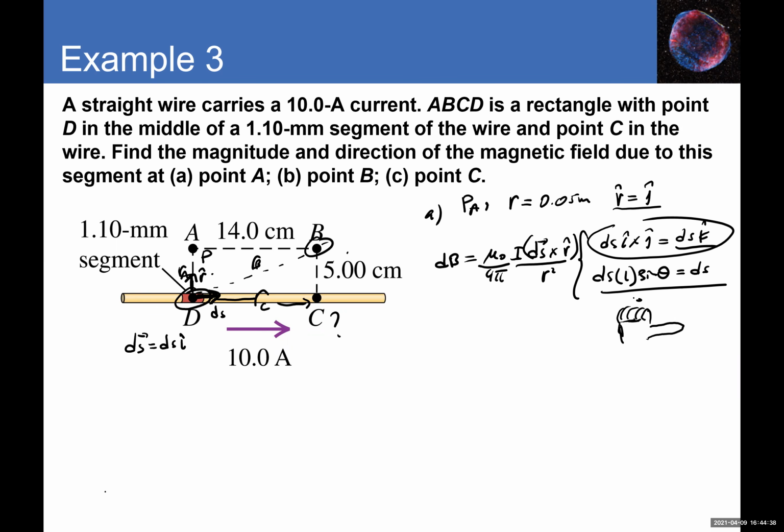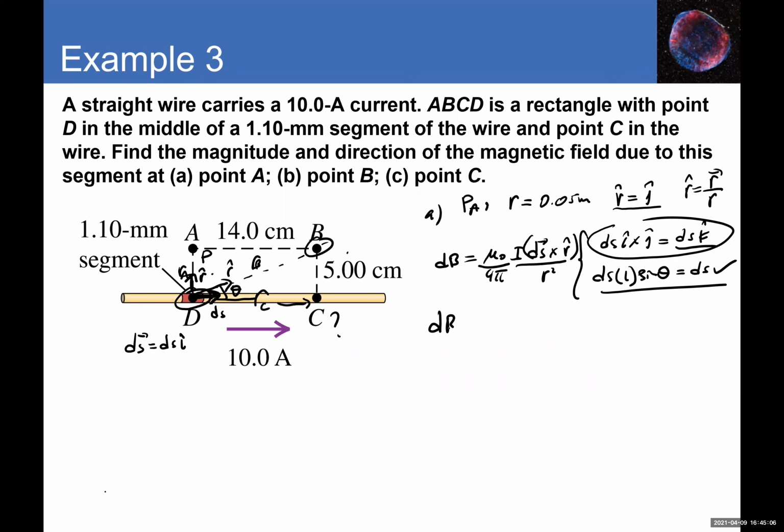And sometimes, specifically when r hat is not constant, and is not one of those i hat, j hat, k hat directions, you can either use the technique that I showed you, where we use r hat as a vector r over the magnitude, or, if you can easily find the angle theta between ds and r hat, you can use this second method.